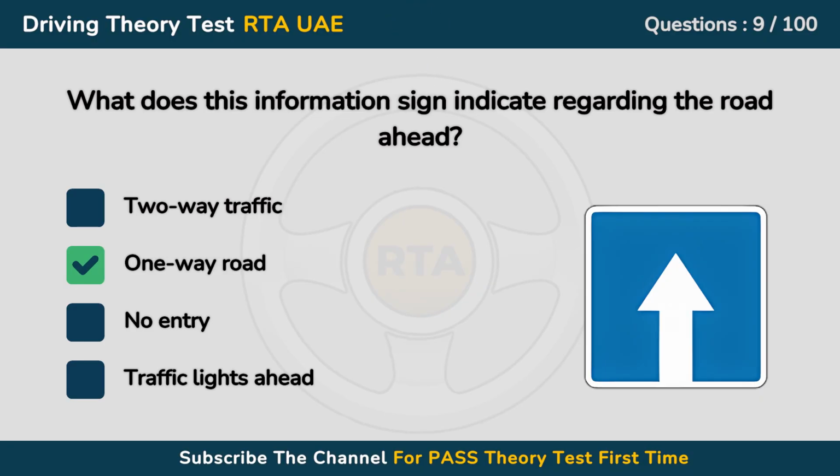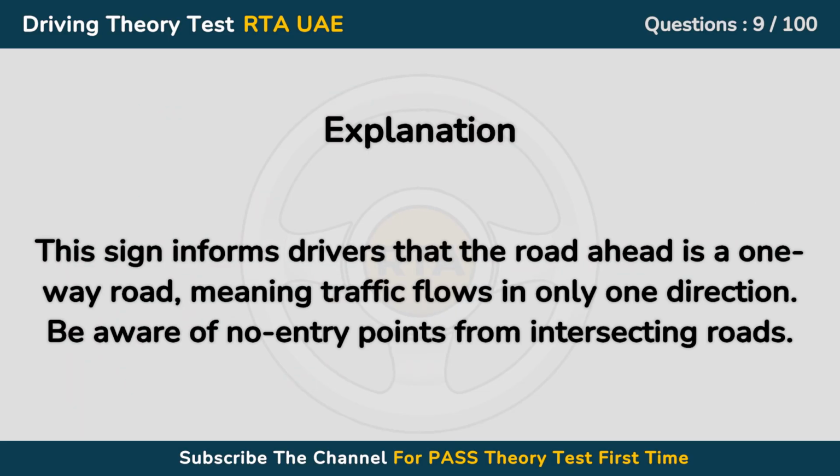Answer is B, one-way road. This sign informs drivers that the road ahead is a one-way road, meaning traffic flows in only one direction. Be aware of traffic from intersecting roads.